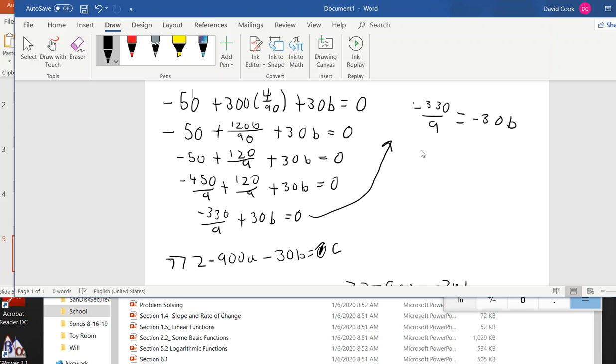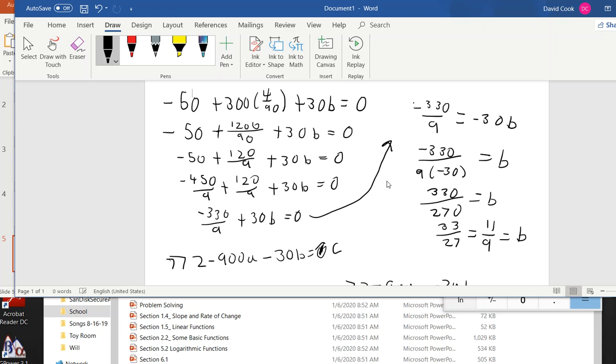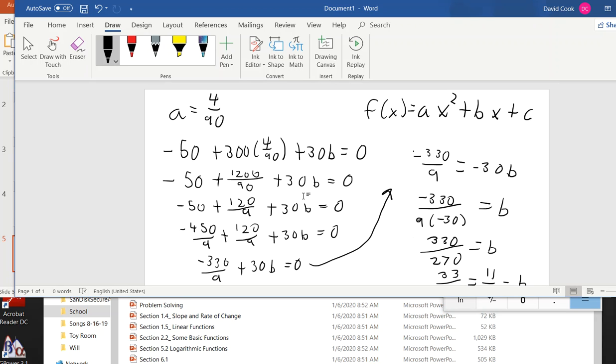So finally, negative 330 over 9 divided by negative 30 equals b. This becomes 330 over 270. So b is 33 over 27, which is just going to be 11 over 9. So there's my b right there. b is 11 over 9.